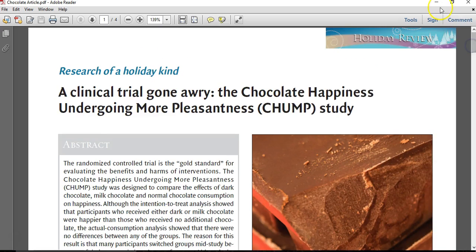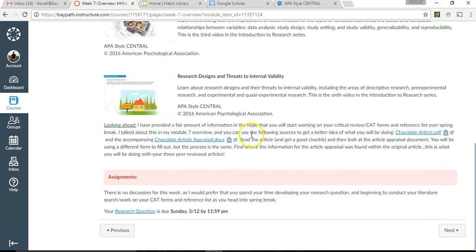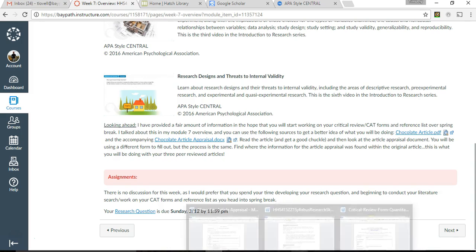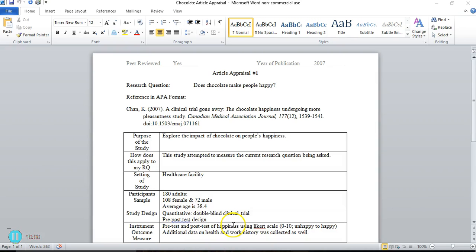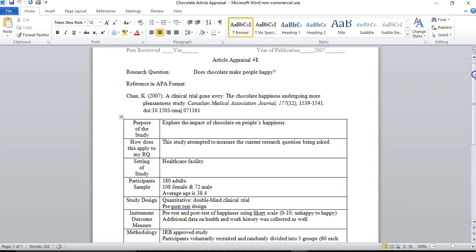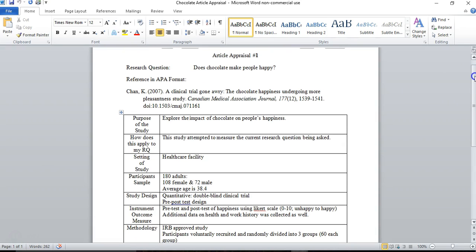But what is going to be most helpful, read through that, and then you're going to look at the chocolate article appraisal. So this is going to kind of show you what you're going to be doing. The form that you're going to use is going to look a little different, but for that assignment, for your reference list and your 3 critically appraised topics, that's where we get CAT form, C-A-T, critically appraised topic. So for those 3 articles, this is what you're going to do.